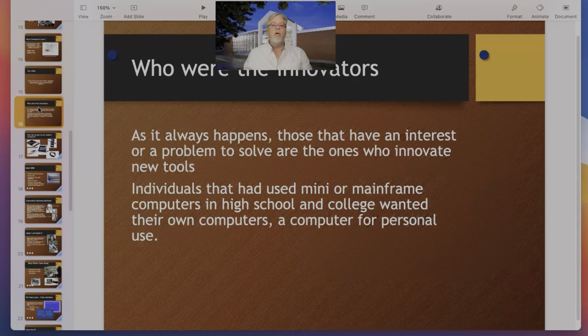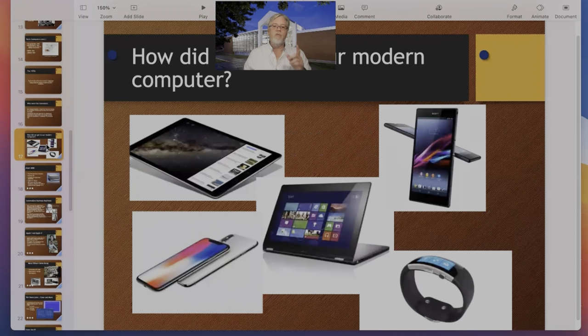Kind of strange. Well, as it always happens, those who have an interest or a problem to solve are the ones that innovate the new tools. Individuals that had used these minicomputers, which were the size of refrigerators, or mainframe computers, which were the size of rooms, they filled whole rooms, had used them in high school or college. They wanted their own, because those big ones they had to share. Go down and you can sit there and program from 2 to 4 and then get off. It's somebody else's turn, right? So they wanted their own. They wanted their own personal computer. Those are the ones who invented, and there were a lot of inventors.